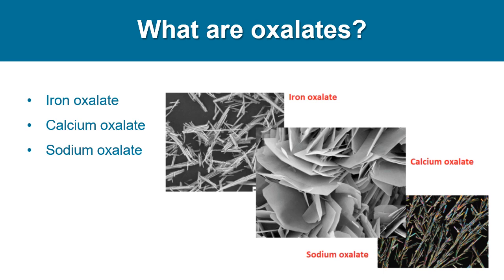There have been reports of oxalate precipitate in autopsies of brains, in the eyes, in the lungs, in the heart, in the colon, in the breast.